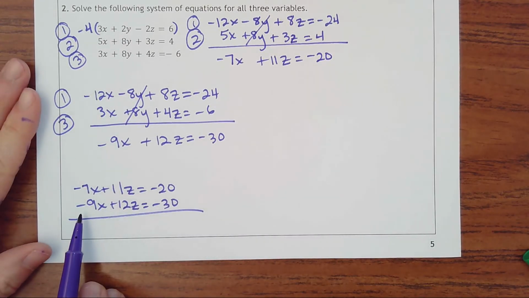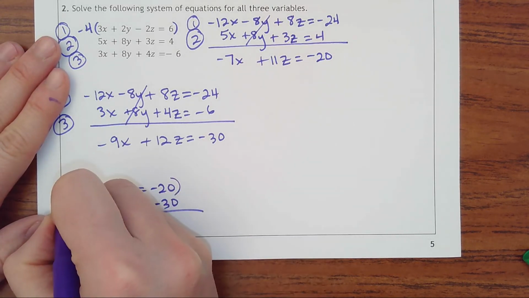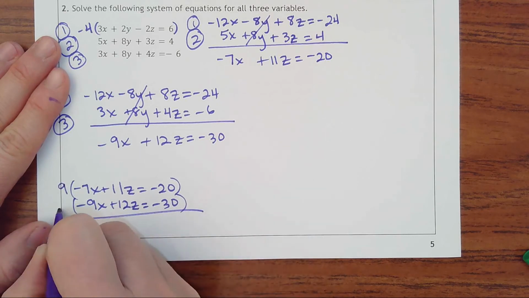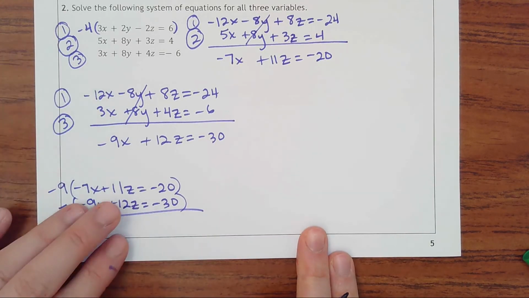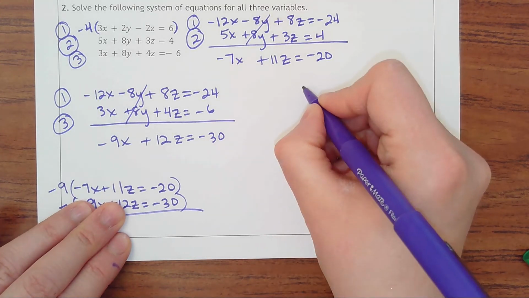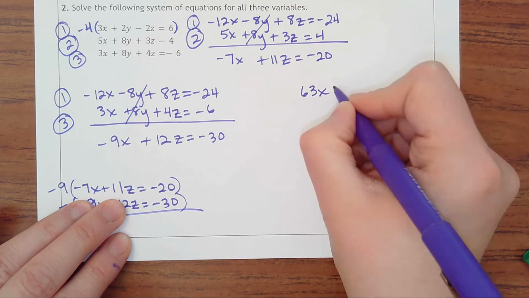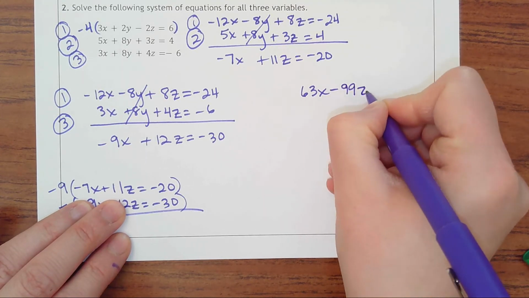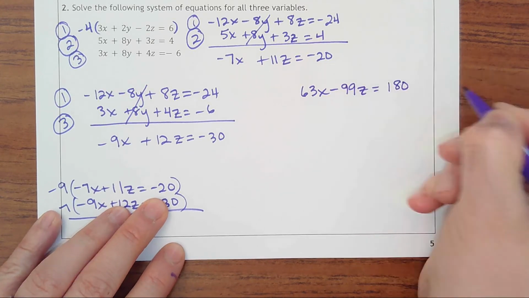I guess the easier way would be to make these both 63s. So I'm going to take 7 times 9 and the 9 times 7, but one of them is going to have to be negative. I'll just make the top one. So that would be 63x. That would be -99z. 9 times 20 would be 180.